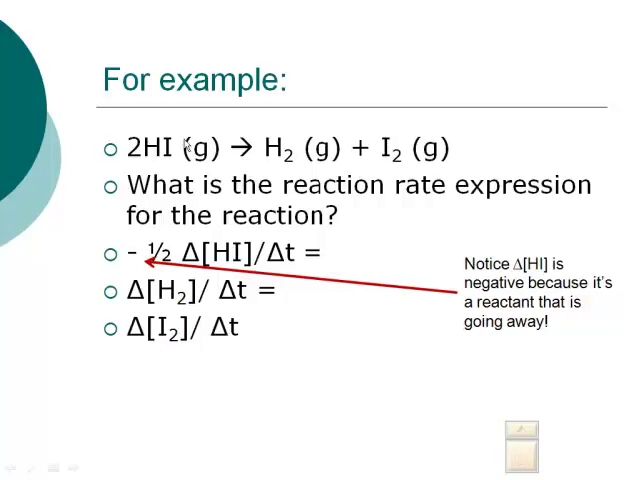This is a reactant, so it's going away. We need to remember that there's a negative. We're going to put 1 over 2. The coefficient is a 2. If it was a 3, we'd put 3 on the bottom. Change in concentration of HI, molarity, remember, divided by change in time. For hydrogen gas, there's no coefficient, so that one's easy. Just delta hydrogen gas over delta t. And here's your iodine. And that would be delta molarity of iodine over delta t. Remember, all these deltas are finals minus initials. And of course, notice delta HI is negative because it's a reactant that's going away.